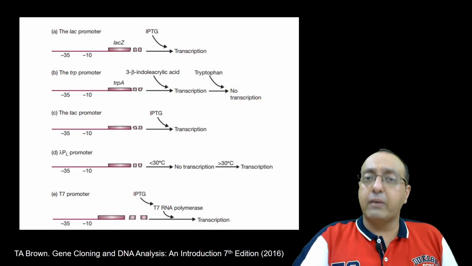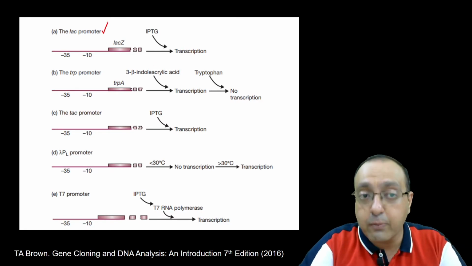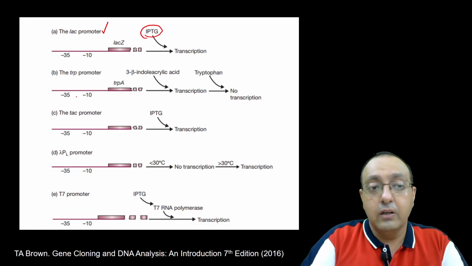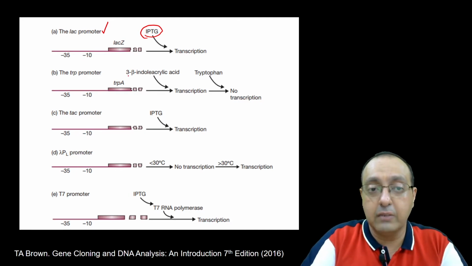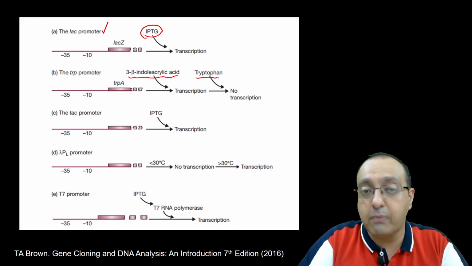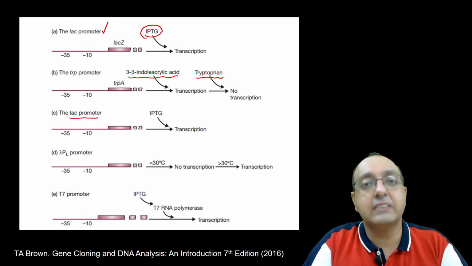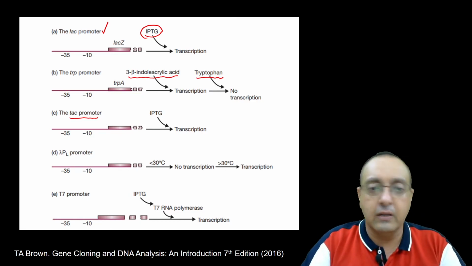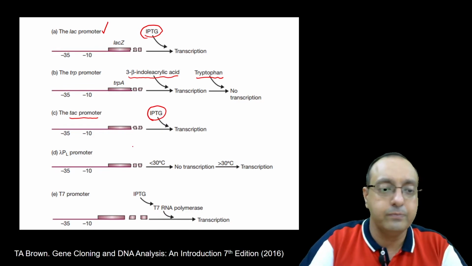And various types of bacterial promoters are available for our use. For example, as I already talked about the LAC promoter, it will lead to transcription when we add IPTG. TRP promoter, this can be induced as well as repressed. It can be induced by 3-beta indole acrylic acid, and it can be repressed by using tryptophan. So very good on and off system. TAC promoter is a hybrid promoter which combines the elements of both the TRP promoter and the LAC promoter. It is still inducible by IPTG, okay, and it is stronger than both of them.